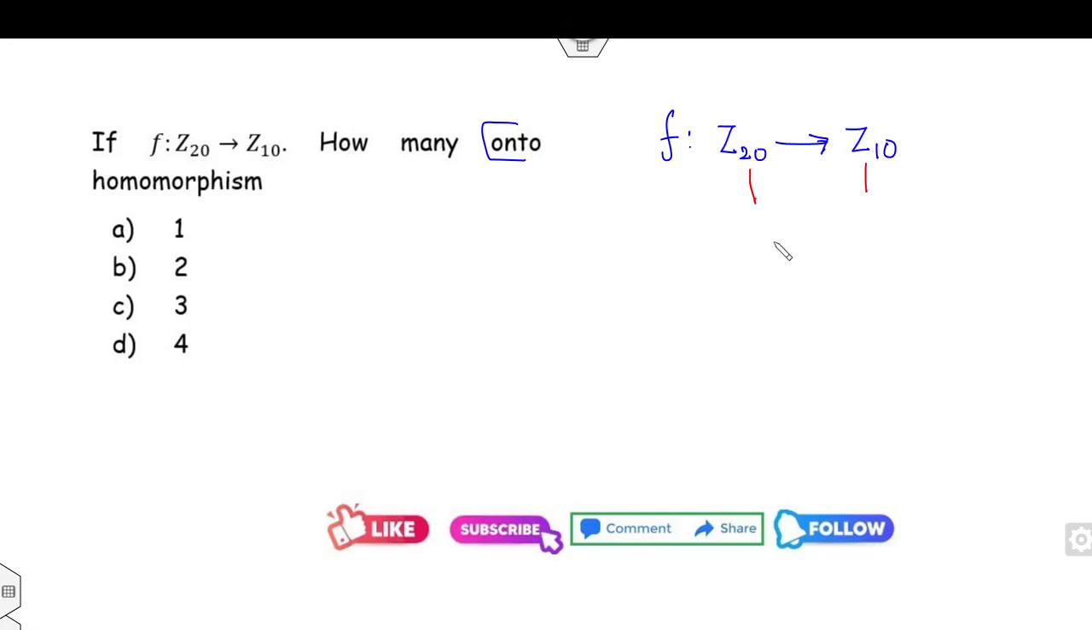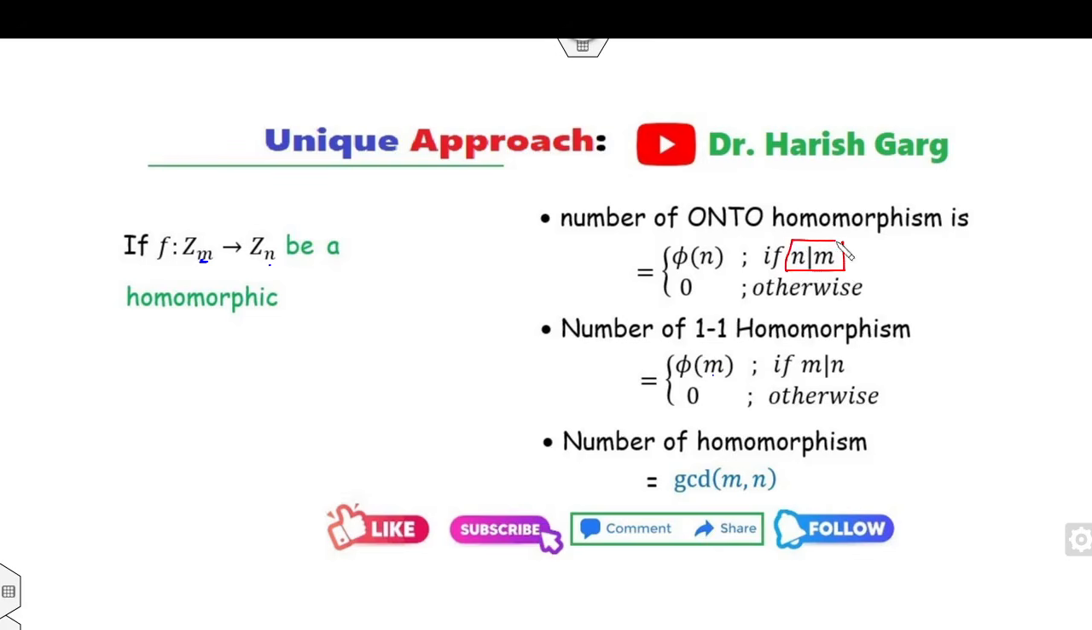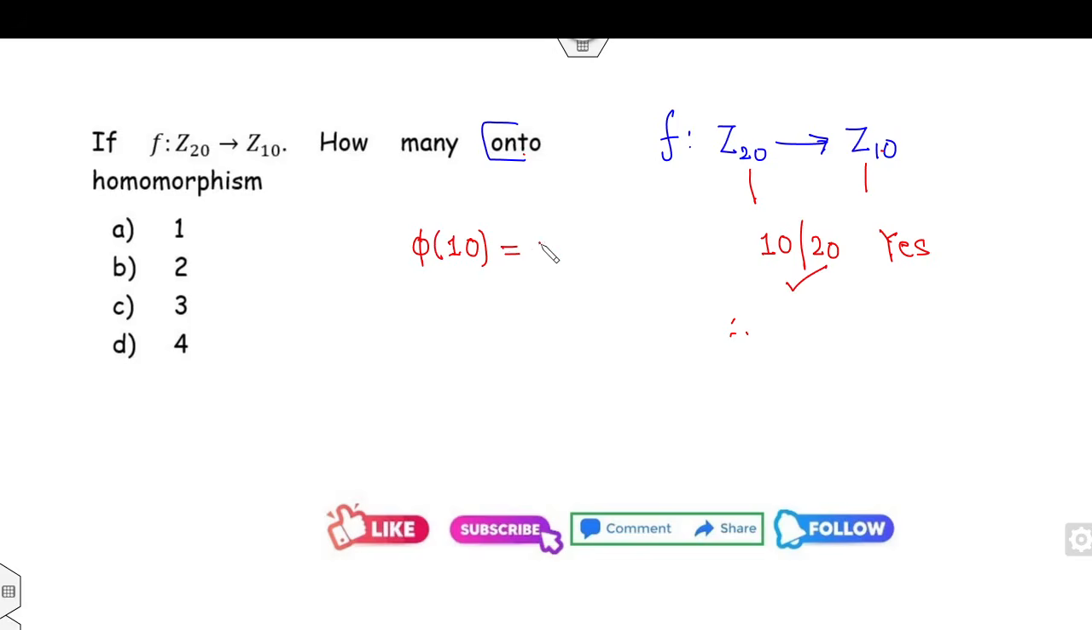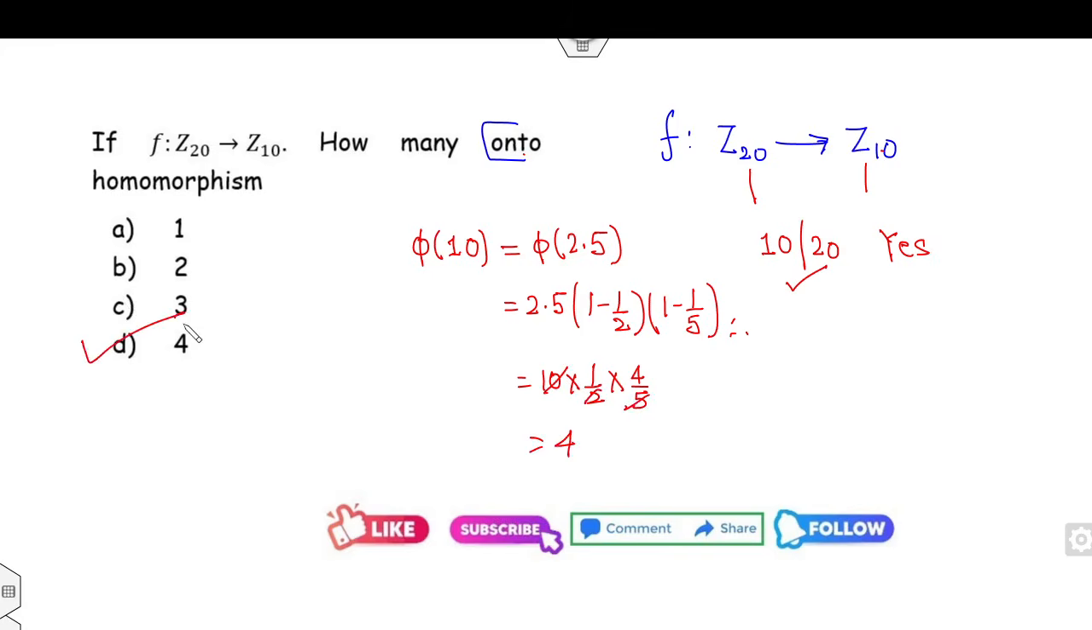Now, based on these shortcut tricks, my function is Z20 to Z10. Both are finite groups. For onto homomorphisms, does 10 divide 20? Yes, 10 divides 20. So the number of onto homomorphisms is phi of 10, since n divides m. So what is phi of 10? Partition into prime numbers: 2 times 5, so 10 times (1 minus 1 over 2) times (1 minus 1 over 5). That is 10 times a half times 4 over 5. So the right answer of this problem is 4.